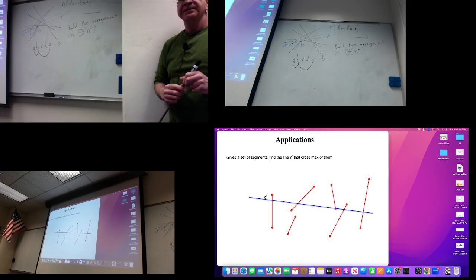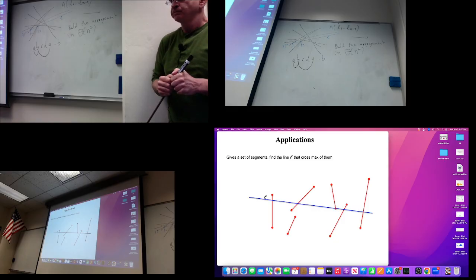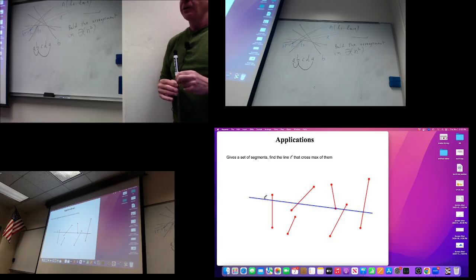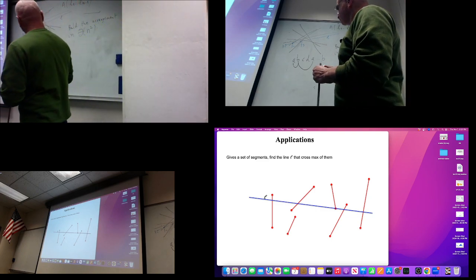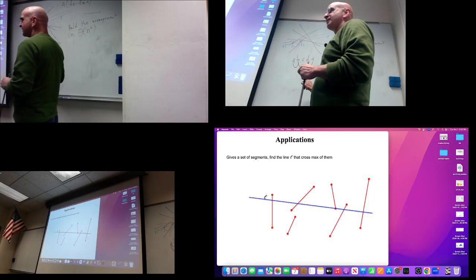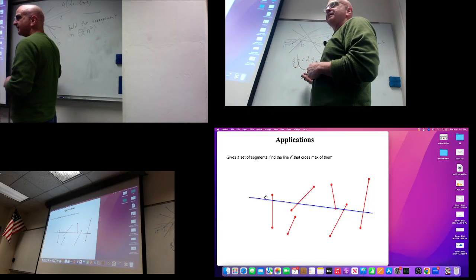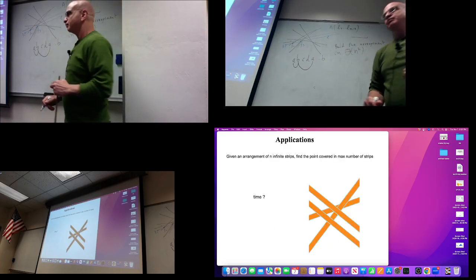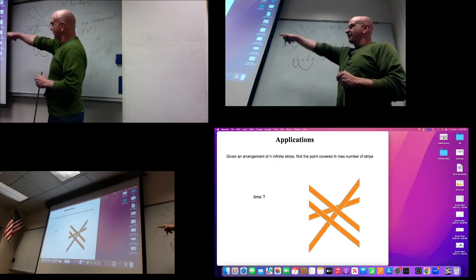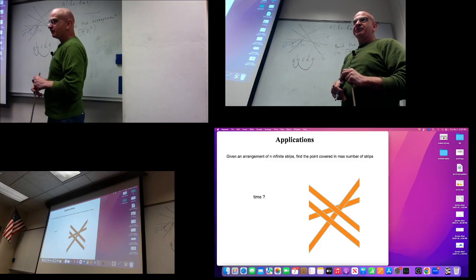Given a set of segments, find the line that crosses as many as possible. You dualize all the segments, and then it's the previous problem that we had. Almost. It's not exactly the same problem. If I want the same problem, then the segments need to be, let's go back one slide, the segments need to create this shape.